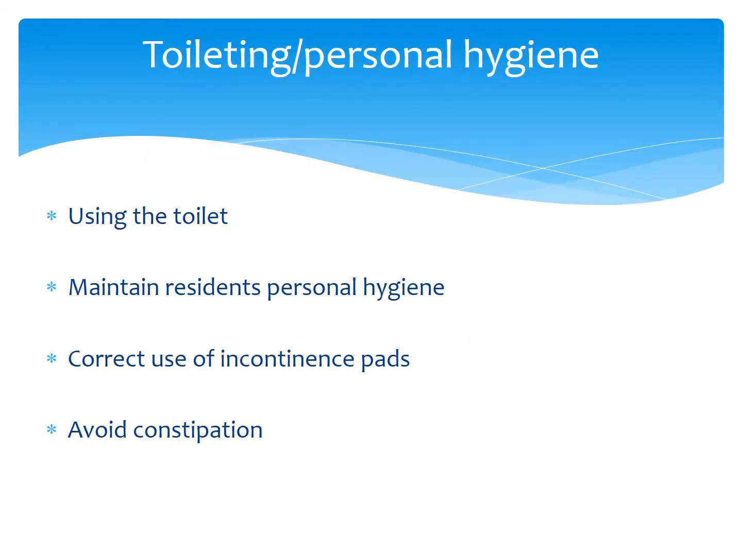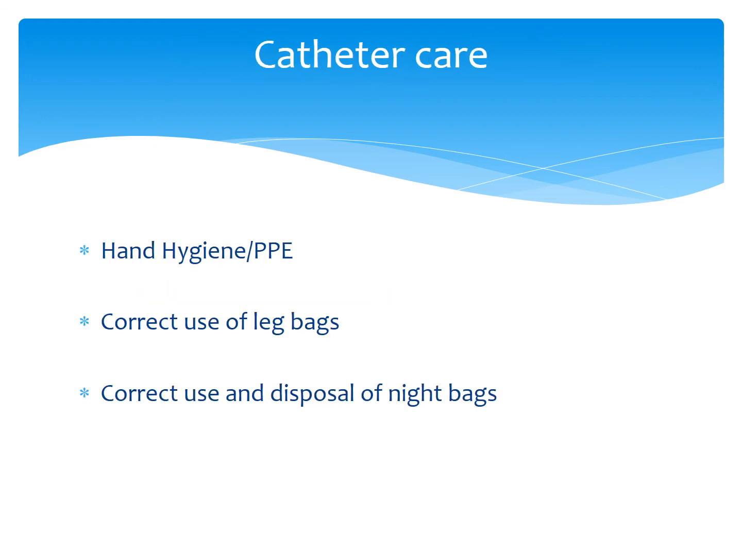Toileting and personal hygiene of residents is an important part of preventing UTIs. Residents who use the toilet independently should be encouraged to maintain good personal hygiene before and afterwards. Likewise, if staff are assisting in this activity, they too need to wear appropriate PPE and adhere to good hand hygiene. The correct use of incontinence pads is vital, such as making sure that pads are changed regularly, and it's also important to avoid constipation.